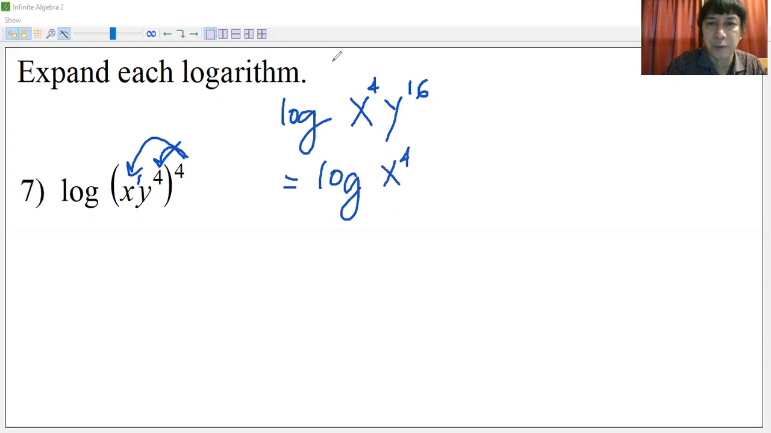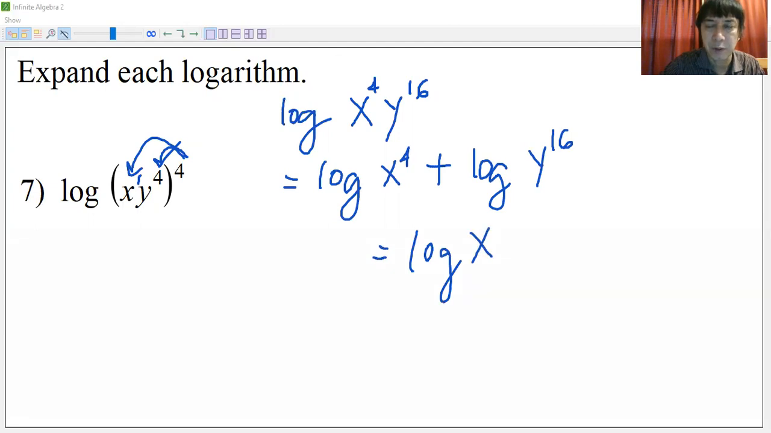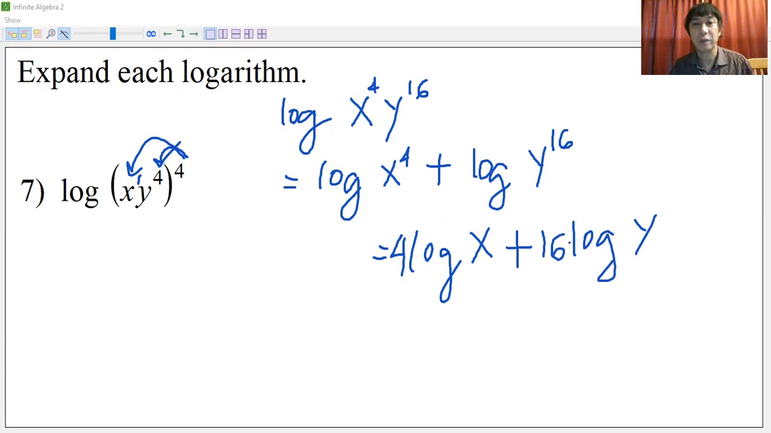Now this is equivalent to logarithm of x to the fourth plus logarithm of y to the 16. There. And we shall now put the exponents in front of the logarithms. So this will be equal to 4 logarithm x, with the 4 going here, plus logarithm of y, with the 16 going there in front. And this is it. This is the simplified version. This is the simplified equivalent there.